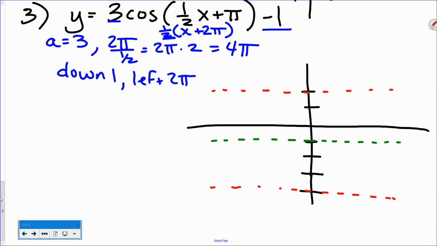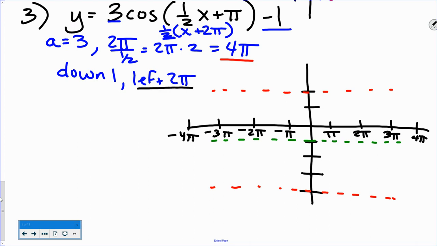Okay. All right, so then I have a period of 4 pi. So if I cut that into fourths, I am going by pi, 2 pi, 3 pi, 4 pi, negative pi, negative 2 pi, negative 3 pi, negative 4 pi. I might not need all of those on there, but just to kind of see that. So if I'm going left 2 pi, that's going to be kind of a starting location for me. So right here, negative 2 pi, I need to pay attention to this is for cosine.